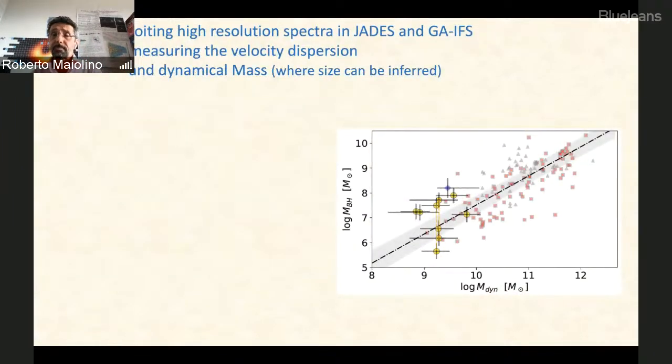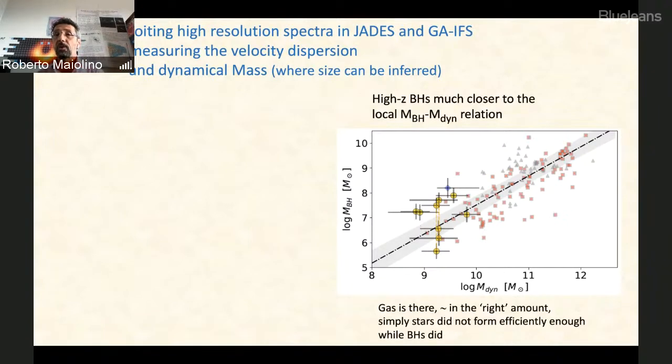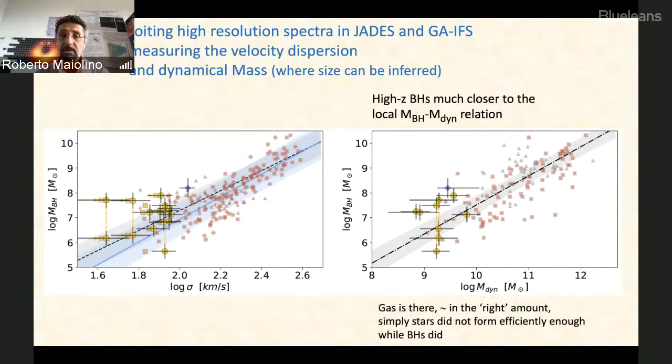However, in JWST and GANIFS, we also have the high-resolution dispersers, which allow us to measure the velocity dispersion of the narrow component. And if we also have information on the size, we can measure the dynamical mass. You see now that the relation between black hole mass and dynamical mass is much closer to the local relation, okay? So actually there is enough mass there, mostly in gas, and in about the right amount according to the local relation. It's simply that the stars did not form efficiently enough while the black hole did. So together with the plot in the previous slide, this is telling us that the black hole at this high redshift doesn't really know about the star formation history in the host galaxy, but does know about the mass assembly.